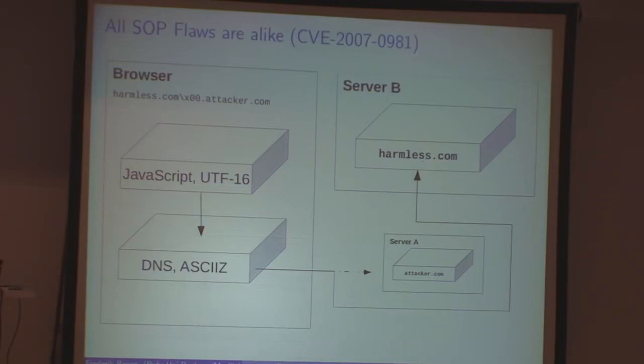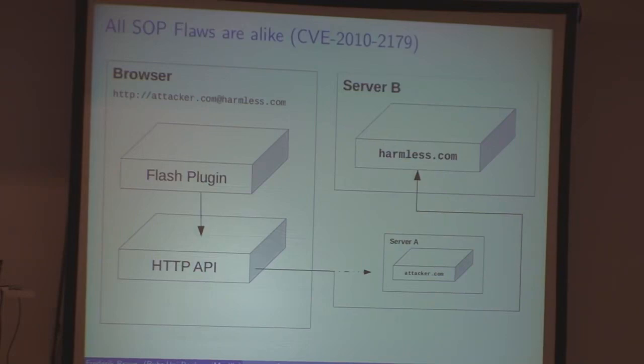And then there's a different vulnerability. You see it's not really theoretically different. Again, there's some sort of mismatch where the Flash plugin says, okay, this URL starts with http://attacker.com, so it's basically an attacker.com URL, right? And then it instructs the HTTP API to request this URL and parse it again. And then, oh, wait a minute, this is at harmless.com and the username is attacker.com. So again, we have a parsing mismatch between what one layer thinks and what the other layer thinks. And again, bypass the same origin policy.